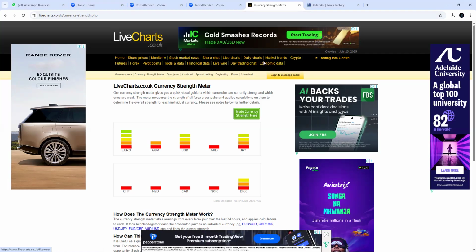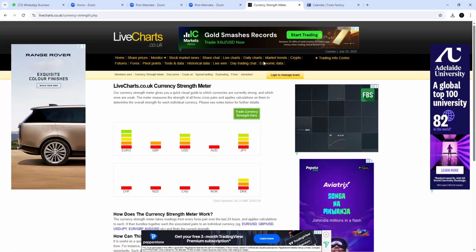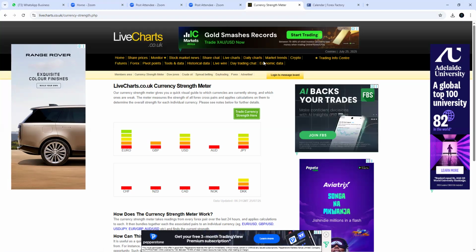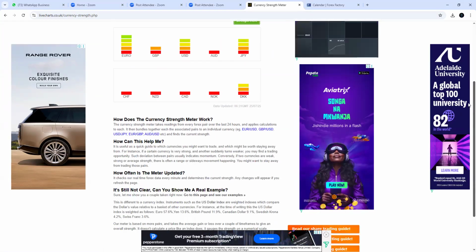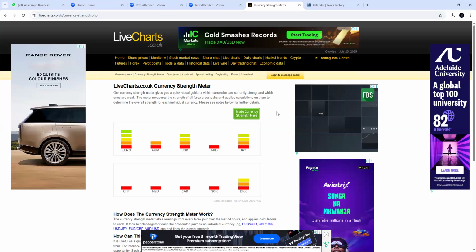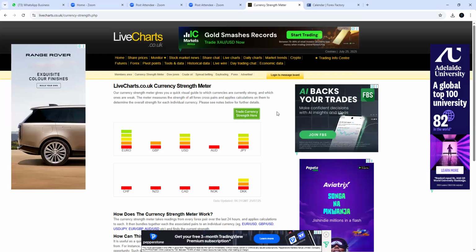Even the economic data that is normally on the Forex Factory calendar, you can also get it here, and it makes it easy because it is just one site that can give you everything you need at the same time. And remember, this is just one. There's so many other things you can get from this. That is why I decided to share this one. It is just the currency strength meter on Chrome, and I hope you have learned something.